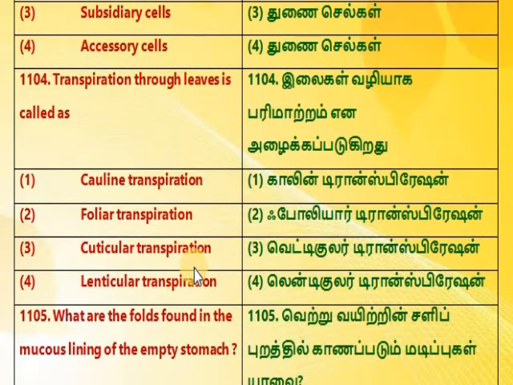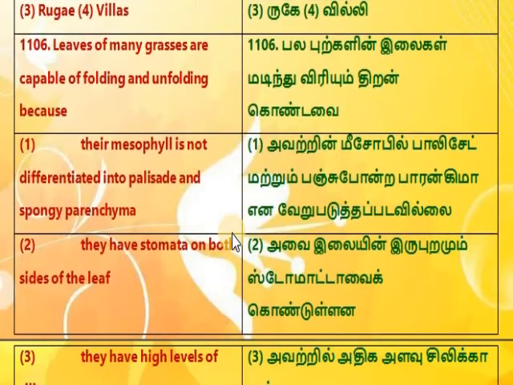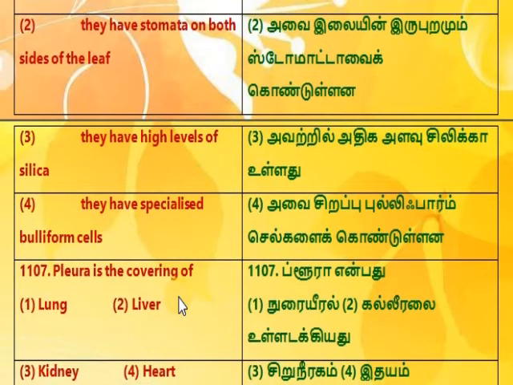1104. Transpiration through leaves is called 1. Colon transpiration. 2. Foliar transpiration. 3. Cuticular transpiration. 4. Lenticular transpiration. 1105. What are the folds found in the mucous lining of the empty stomach? 1. Typhlosoles. 2. Areolae. 3. Rugae. 4. Villi. 1106. Leaves of many grasses are capable of folding and unfolding because 1. Their mesophyll is not differentiated into palisade and spongy parenchyma. 2. They have stomata on both sides of the leaf. 3. They have high levels of silica. 4. They have specialized bulliform cells.